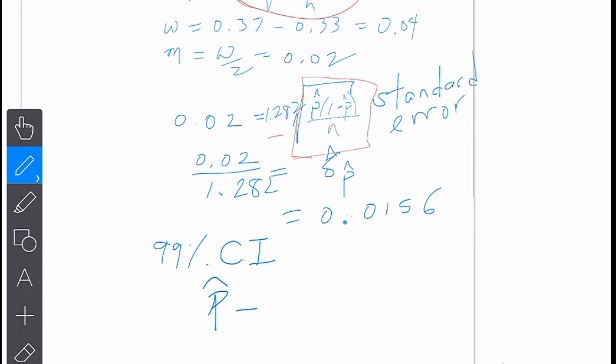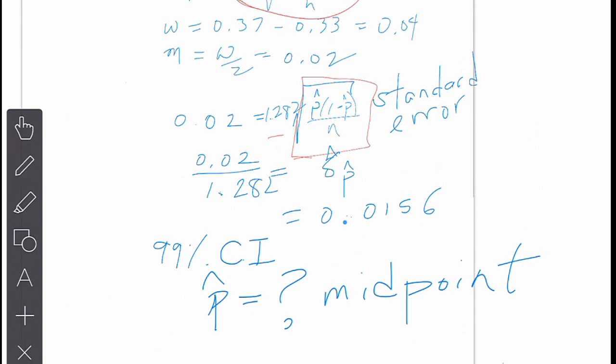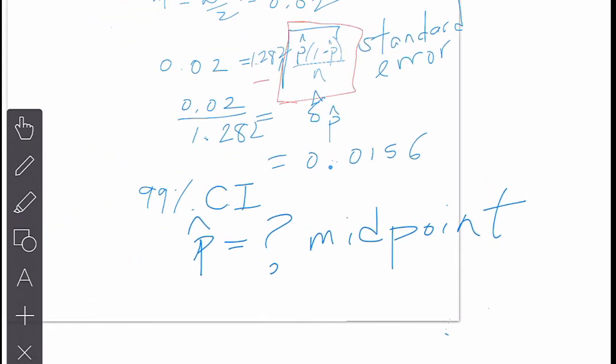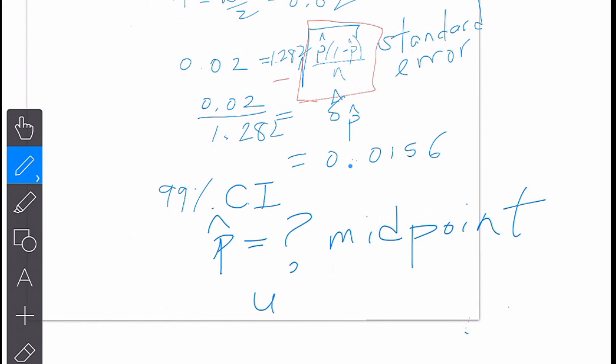To find p hat, what's p hat is the question. P hat is the midpoint of the confidence interval. So to find a midpoint, you know the midpoint formula, I hope. Well, if you don't, I'm going to show you. The midpoint is where you take the upper plus the lower and divide by 2. So the upper limit plus the lower, or you could do it in the other order, divided by 2. That'll give you the midpoint, and that's what p hat is, because it's evenly in between the two. I think you can remember that better.